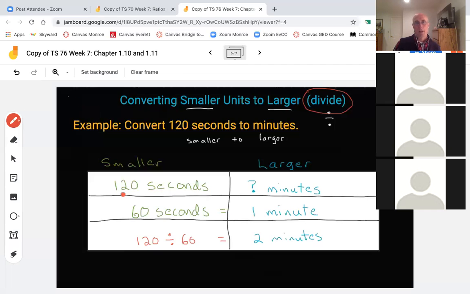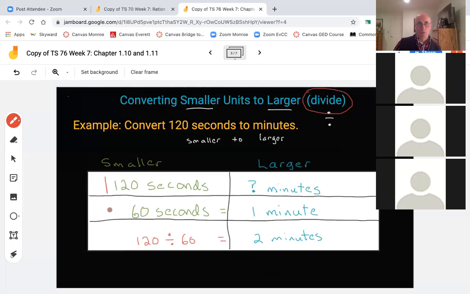So if I take 120 seconds, that's what it said in the question, equals how many minutes? They want to know minutes, and that's why I put a question mark here for minutes. Then I'm going to do the 1-to-1. Well, how many seconds is 1 minute? I know it's 60 seconds. I could look that up on a phone, or I could just know that in my head. That 1 minute of my larger unit of measurement is the same as 60 seconds.